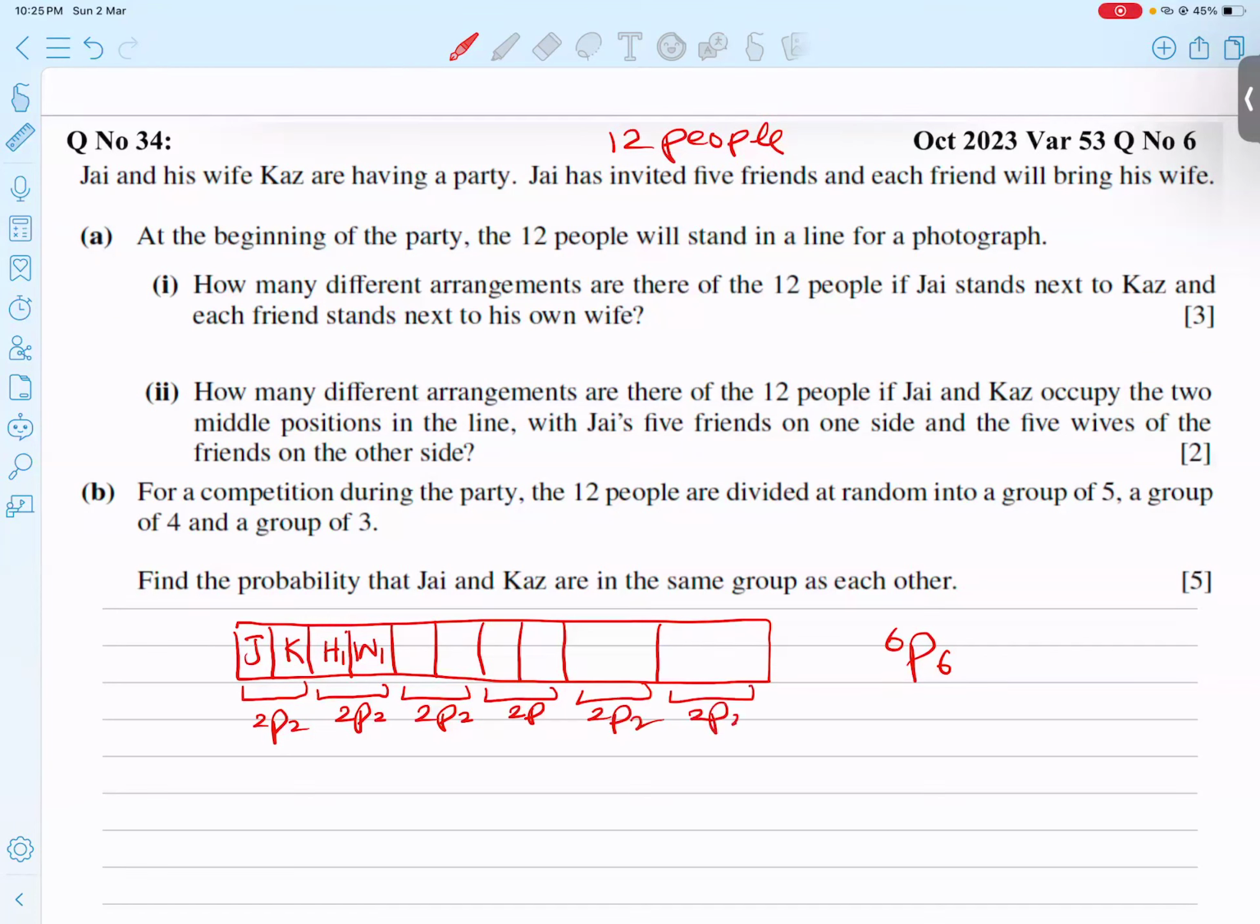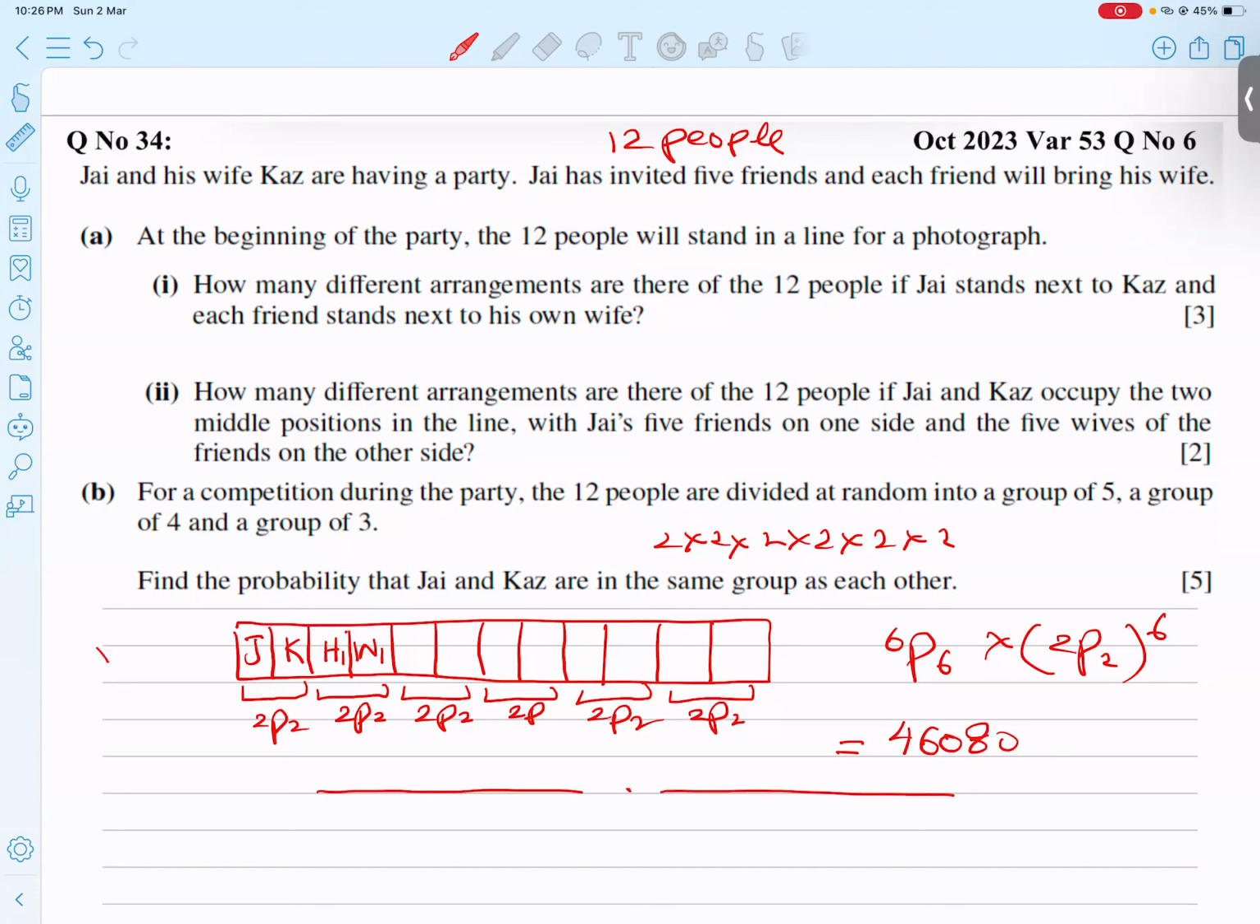So how many 2P2s do we have? 6. And you know very well 2P2 is actually 2, so 2 into 2 into 2, six times. So you must write 2 to the power 6, or you write 2P2 to the power 6. They have the same meaning. I hope you got why I have arranged it this way. If we check it in the calculator, it turns out to be 46080. I believe this point is very clear.